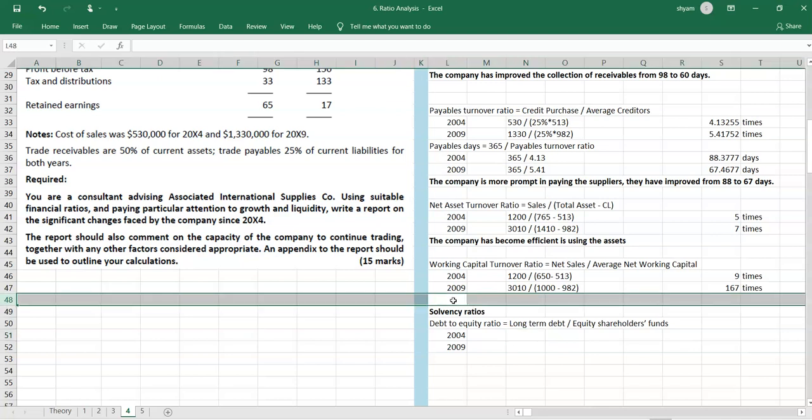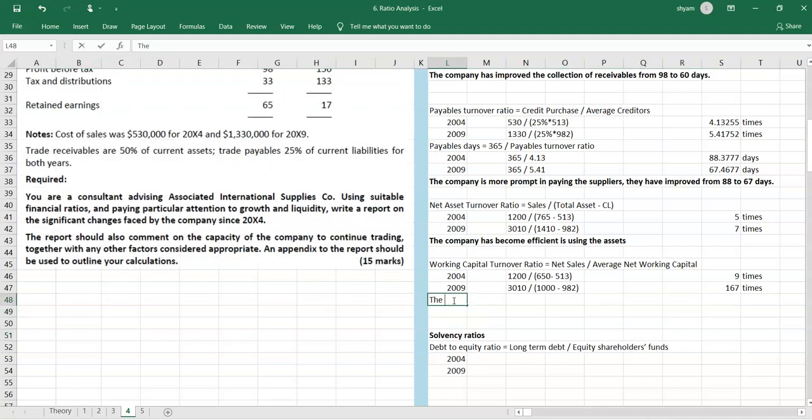Okay, so we can put it like this. The company is in a dangerous situation as the ratio has dramatically increased from 9 to 167 times.